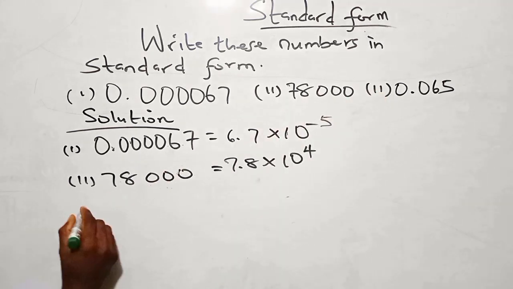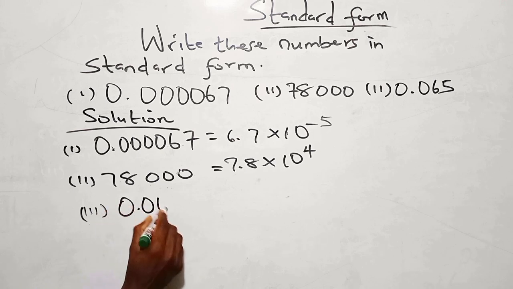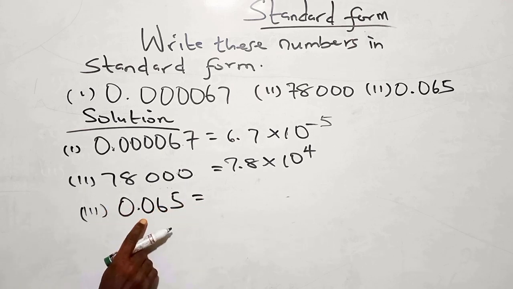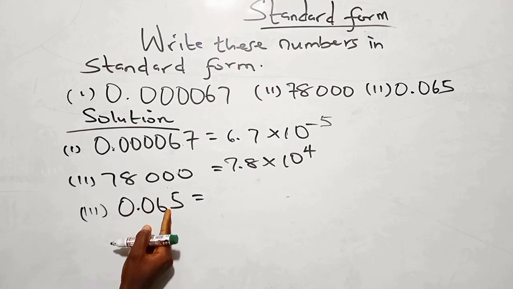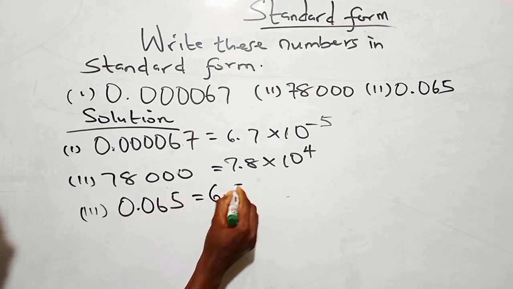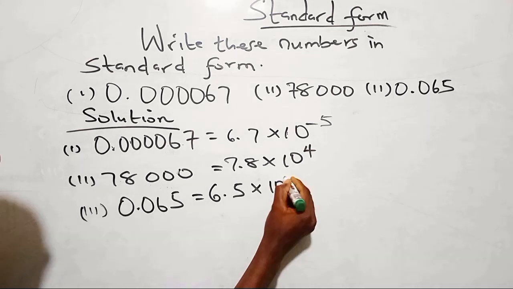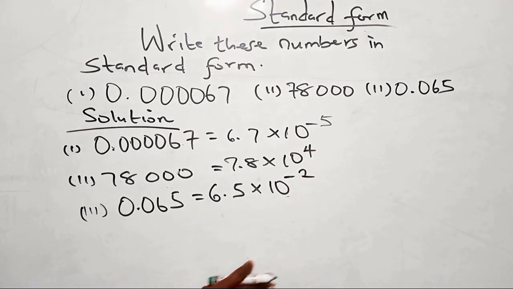So for the third one, we have 0.065. We are trying to reposition this decimal point and bring it here. So we have 1, 2, so here is 6.5 times 10. We have our movement twice, so we have minus 2.